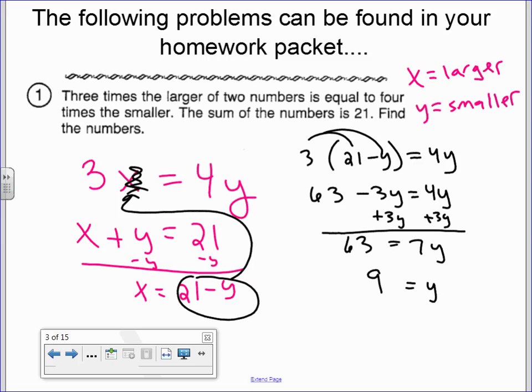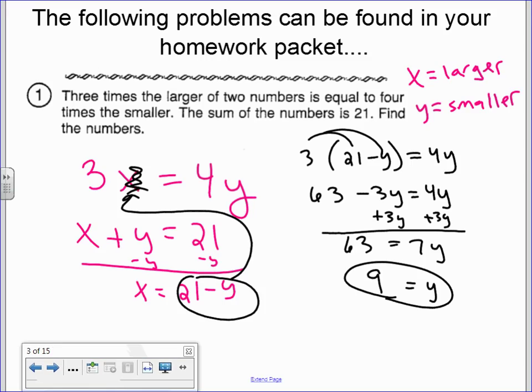So I should have told you before now, but you definitely are going to want to be doing this work on a separate paper. There's just not room on these worksheets. So have a notebook piece of paper out to be doing all your work if you haven't already figured that out. That space is crunched.